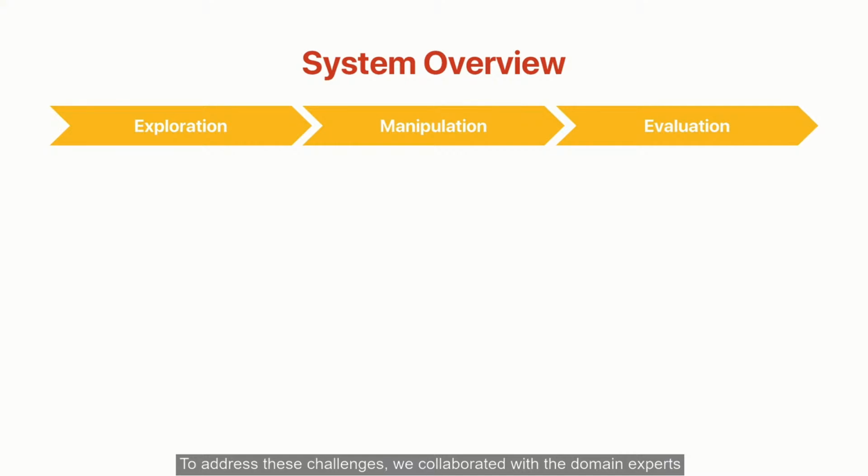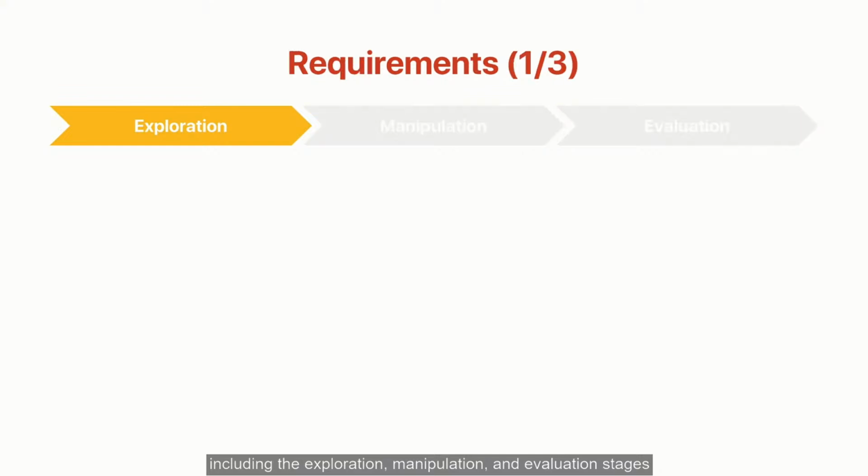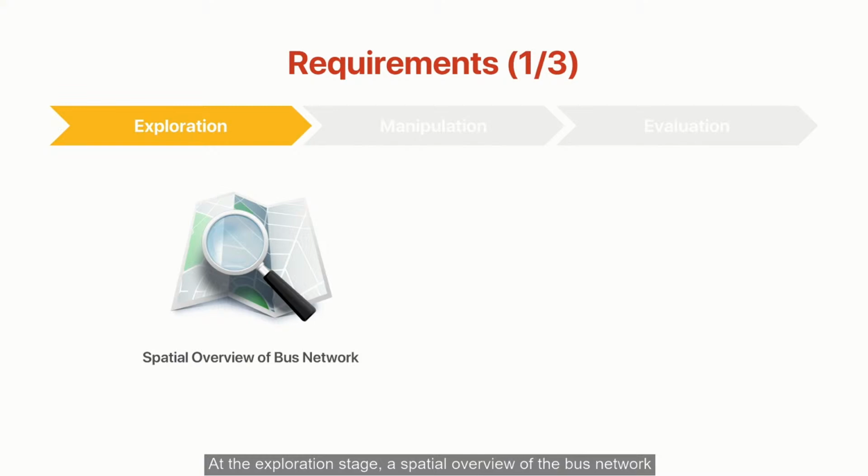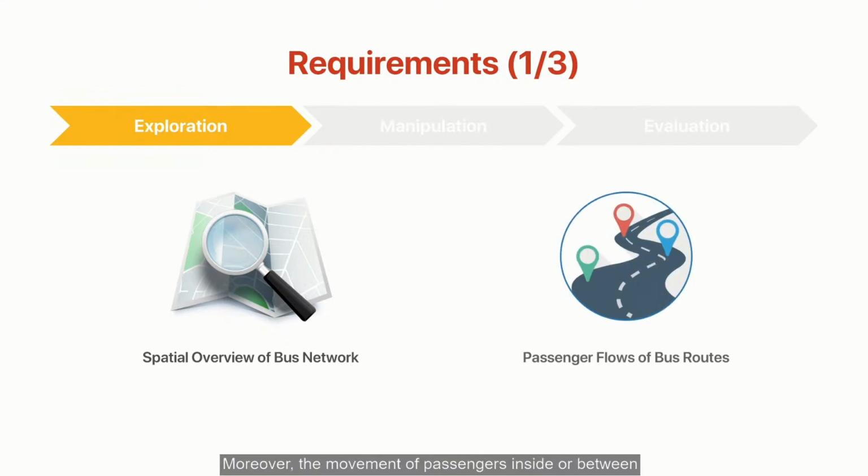To address these challenges, we collaborate with domain experts and develop a 3-stage workflow, including the exploration, manipulation, and evaluation stages. At the exploration stage, a spatial overview of the bus network is required to show the distribution of the routes and guide users to locate ineffective parts of the network. Moreover, the movement of passengers inside or between the routes can provide key insights to identify the problematic routes.